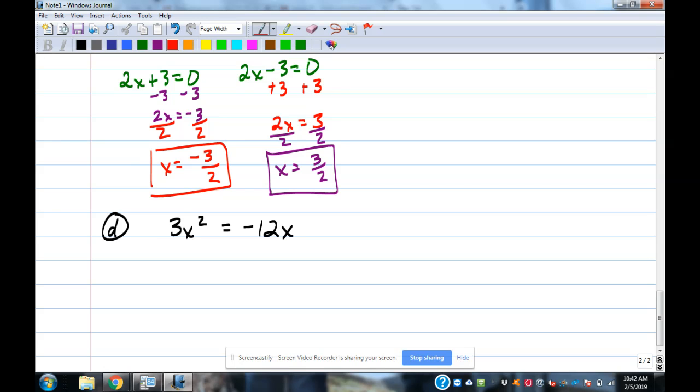I'll always try to look at the leading term, the one with the highest exponent, and keep it positive. Is 3x squared already positive? Yes, I'm not going to move it. If it were a negative 3x squared, I'd probably move it to the other side just to make it positive. So if you'll keep that first term positive, the factoring is so much easier because you don't have to worry about the negative sign as much. So I'm going to move the 12x by addition.